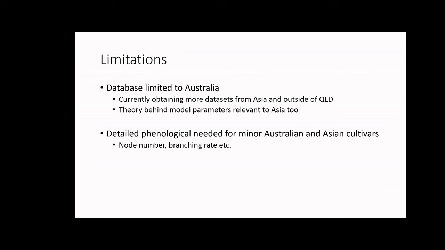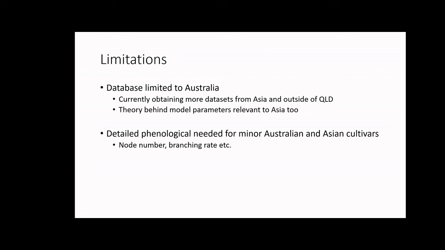Still, we did have data from 4 different states in Australia, and it did perform well across all those environments. When we looked at the studies that have come out of Asia, we found that the theory behind the model parameters that we calibrated for this model was consistent with the findings out of those studies. Also, it would be great to get more detailed phenological data for the more minor Australian cultivars. Jade is very similar to the most popular cultivars planted in Australia, and the performance was good across all of the cultivars that we calibrated to.